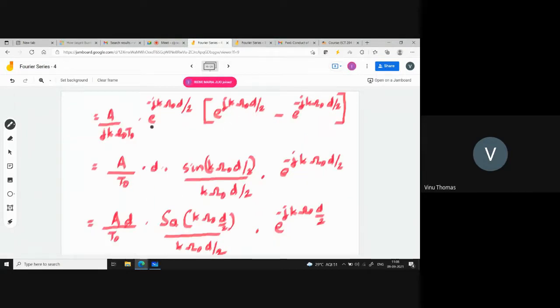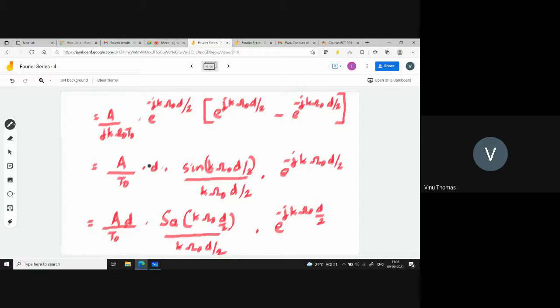What we will do is take e raised to minus jk omega naught D by 2 outside so that we can express the term inside in terms of a sine wave. So A by jk omega naught T0 into e raised to minus jk omega 0 D by 2 into e raised to jk omega 0 D by 2 minus e raised to minus jk omega 0 D by 2.